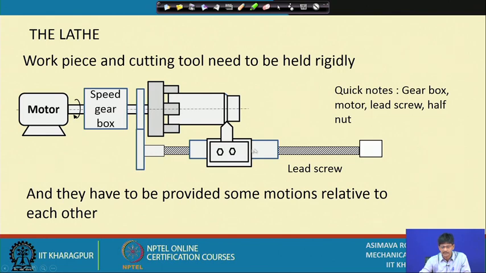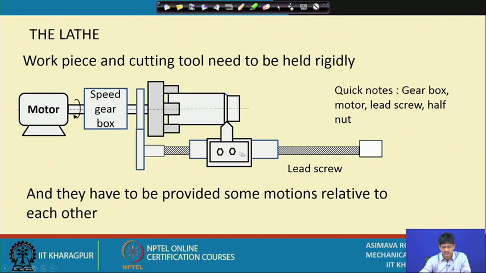Here there is a threaded element called a lead screw shown, which is deriving power from the motor only. It is interesting to notice that it is after the speed gearbox that the bifurcation for power of the lead screw is taking place. How is the lead screw being utilized in order to make the tool move? The tool is being moved with the help of the lead screw.